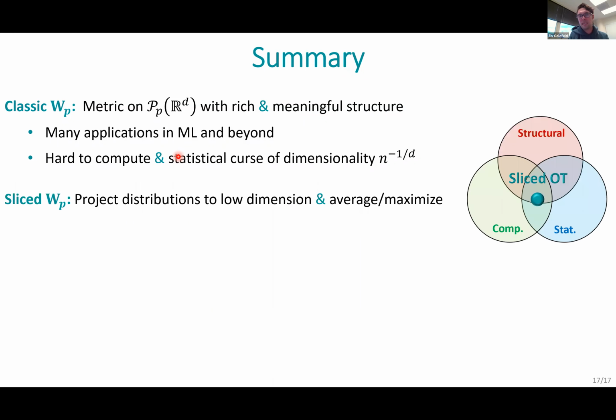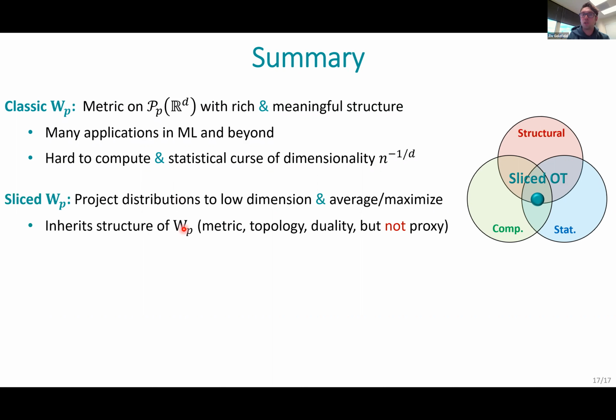And to deal with that, we've discussed this approach of slicing, where essentially we project distributions down to lower dimensions and then either average or maximize over the different projected distances. And we've seen that sliced optimal transport or sliced Wasserstein distances retain the metric and topological Wasserstein structure. They retain the duality, but not quite serve as a proxy of the classic framework. We've seen that they are easy to compute subject to formal accuracy guarantees.